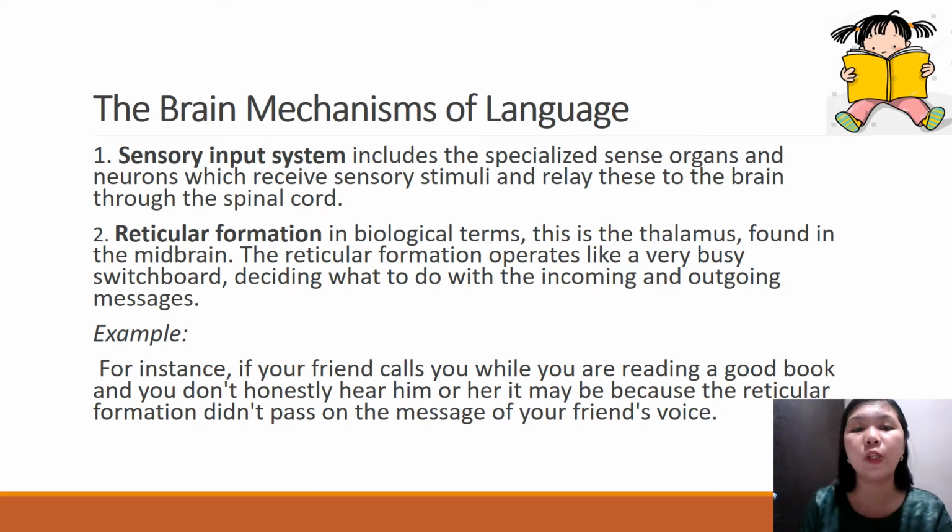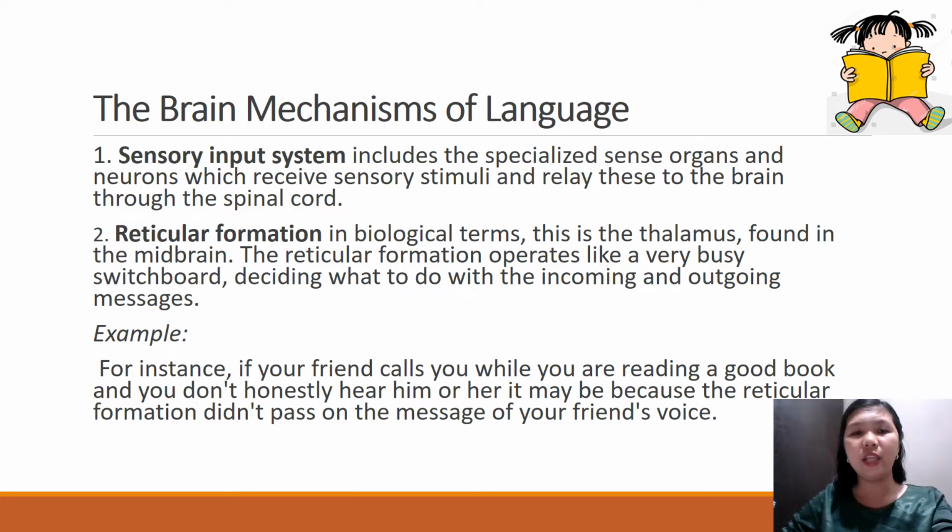It includes the specialized sense organs and neurons which receive sensory stimuli and relay this to the brain through the spinal cord. Clearly, for reading, the visual and auditory systems are very important components of the sensory input system. Imagine the amount of information that the sensory system is receiving and sending every second. How does your brain cope with this staggering number of messages? Your brain simply selects what is important and ignores the rest.